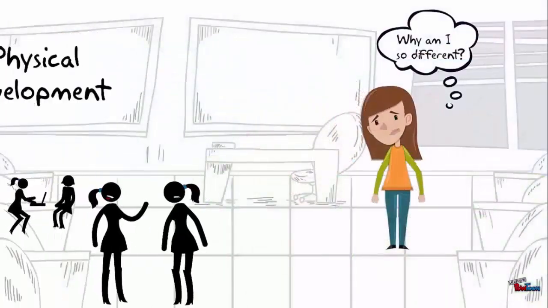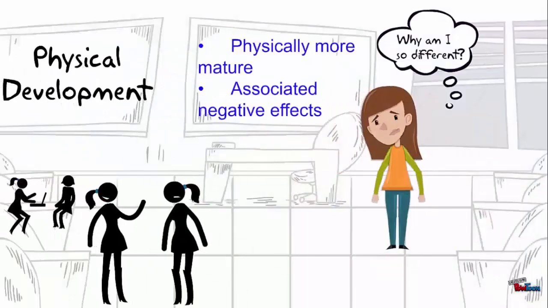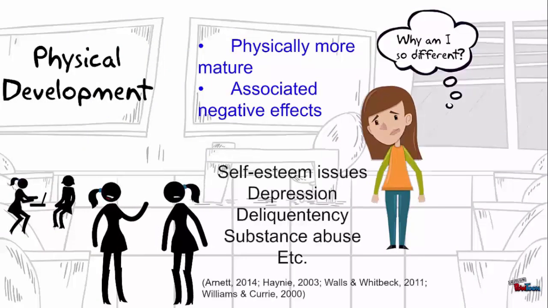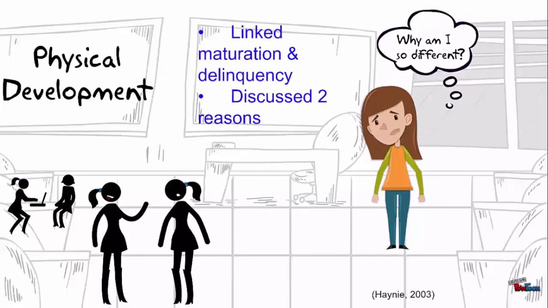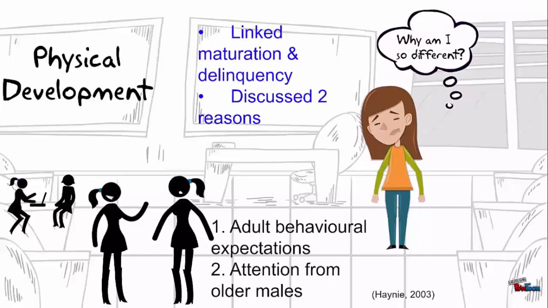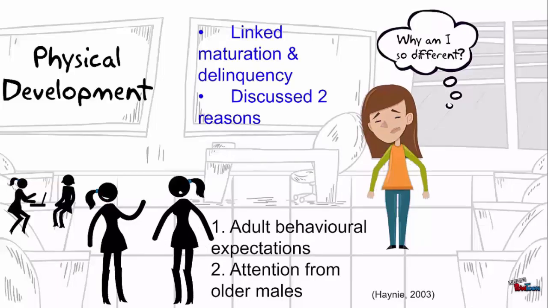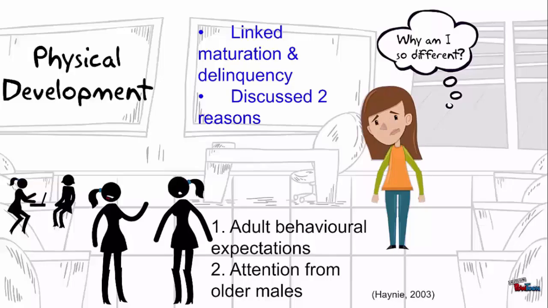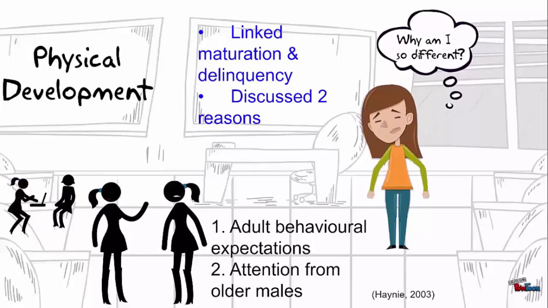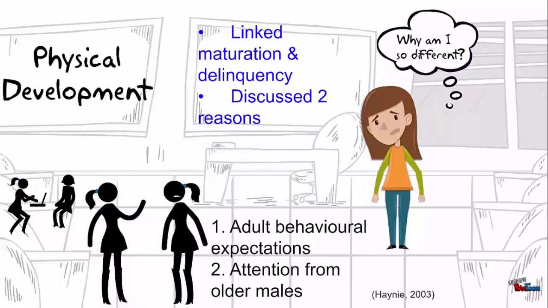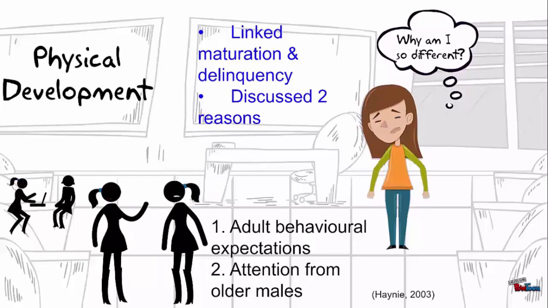Kayla is physically more mature than other girls in her year. The effects of early maturation on girls can include decreased self-esteem, depression, and negative body image, as well as delinquent behaviour, substance abuse, eating disorders, and behavioural issues. In 2003 research, Haney discussed the possibility that the link between early maturation and delinquency may be due to the misguided view that girls who mature at a younger age are more adult in nature, and therefore are subjected to more adult expectations. A second reason may be due to females maturing earlier, attracting the attention of older boys who in turn introduce them to habits of substance abuse.